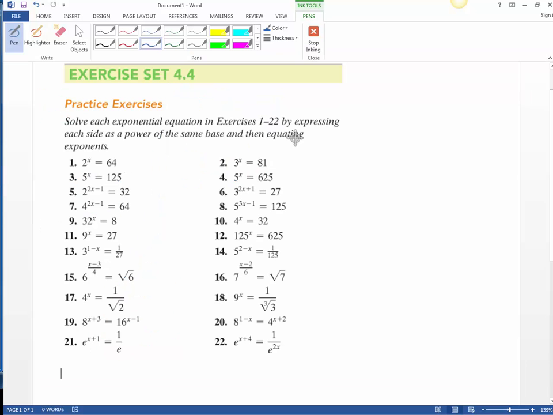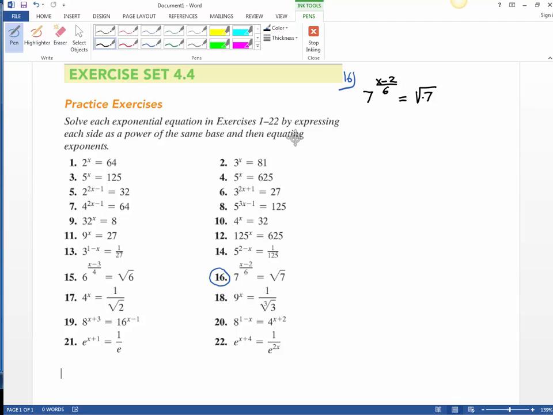So let's go ahead and take a look at problem 16 in this particular set of problems. In number 16, we do have the following question. We want to solve for x so that we can have this equation be satisfied: 7 raised to the power (x minus 2) over 6 equal to square root of 7. Now the question says solve each exponential equation by expressing each side as a power of the same base and equating exponents.